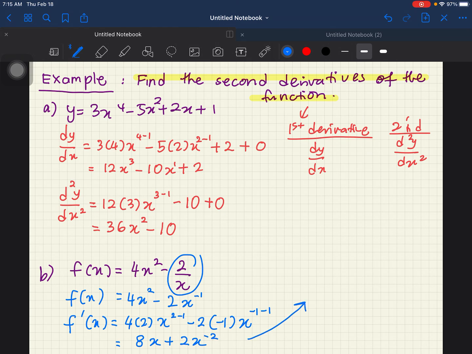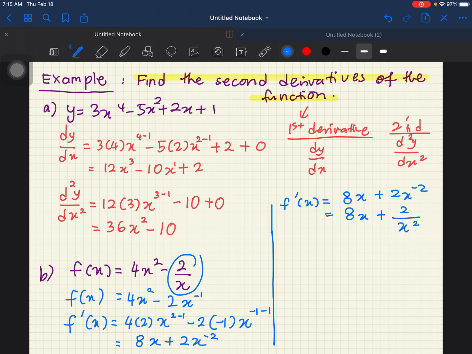So you can change it to... I'm going to take it higher because we have to double differentiate. I take it up here. So your f prime x equals 8x plus 2x to the power of negative 2. You can change it like this.